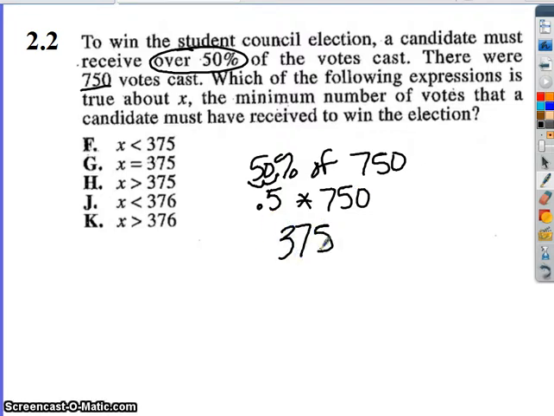Over here, X is the minimum amount of votes they need. So if 375 is 50%, remember we said that they are going to need more than 50%. So the minimum amount of votes cast, which is X, needs to be greater than 375.